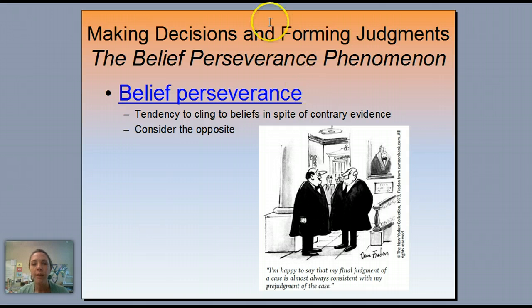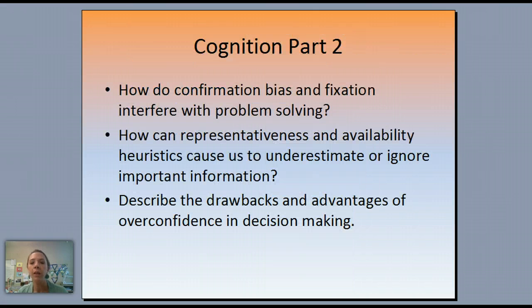And again, this might be a good time to go back to the beginning with your objectives. Can you tell me how confirmation bias and fixation interfere with problem solving? Can you tell me the difference between representative and availability heuristics? And can you think of good and bad things about overconfidence? We didn't really talk about advantages of overconfidence, but that is something I want you to bring to class. All right. Why do you think it might be a good thing to be overconfident when you are a decision maker? Have a good day.